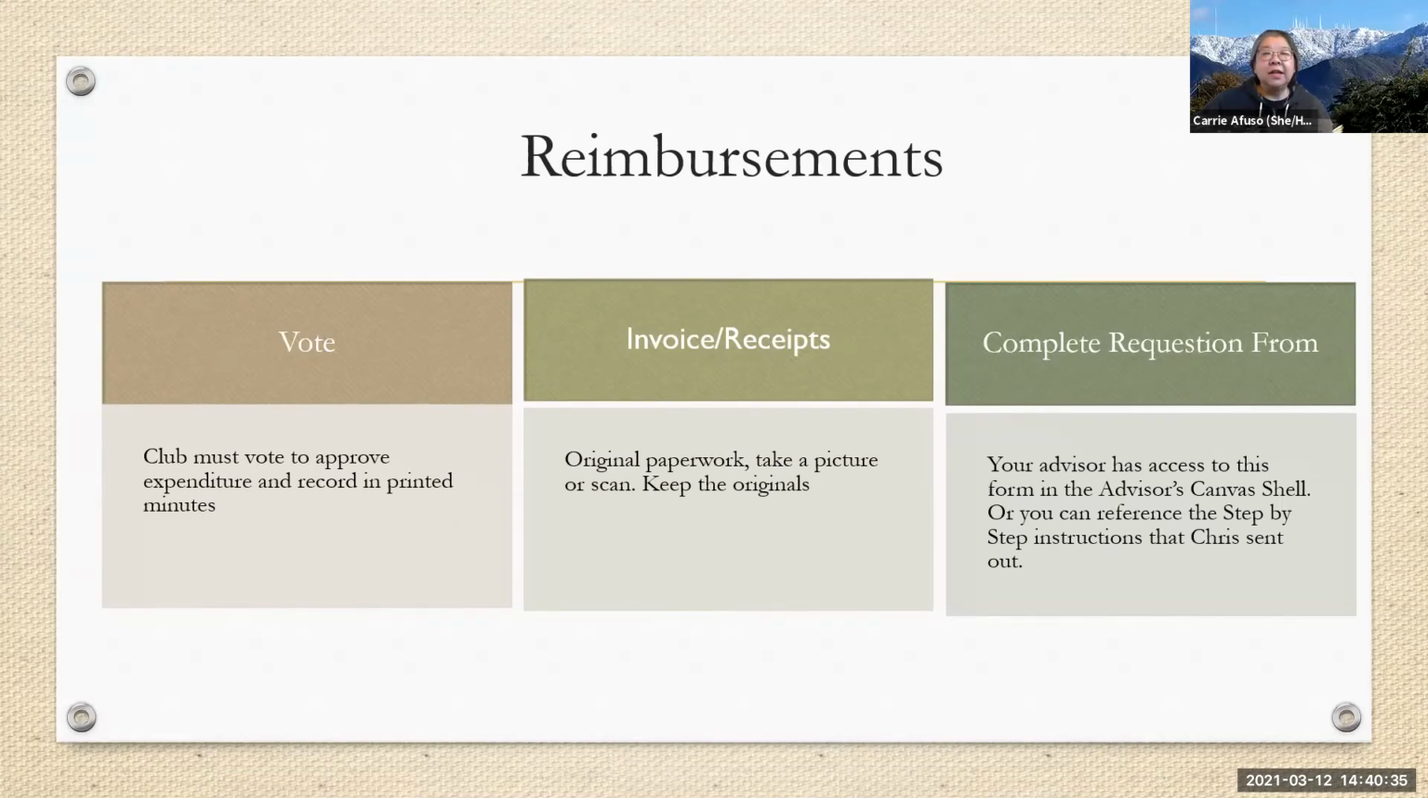Once you have all that together, you've got the minutes, you've got the receipt. You want to take a picture of that or scan that receipt, and keep the original. You're going to attach the Club Minutes form, attach the receipt, and then go on to the next step, which is completing a requisition form. Okay, Chris, can you now pop that up, please?